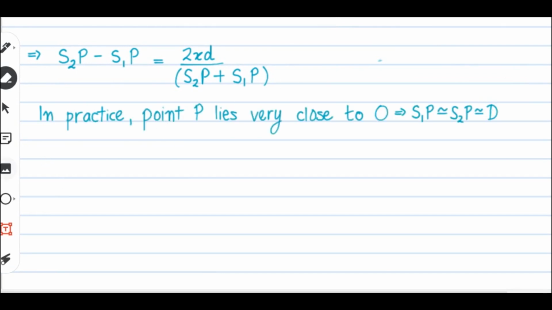So I can write down that in practice the point P lies very close to point O. Therefore, I can write S1P approximately equals S2P, which is approximately equal to the distance between the coherent sources and the screen. So if S2P is D and S1P is also D, then D plus D will give me how much? 2D. So let's substitute the value 2D here. Twice of xd upon twice of D. Now let's cancel this 2 and 2. So I will have xd upon capital D.